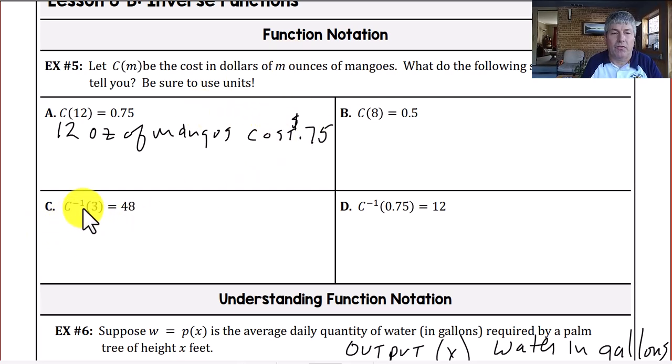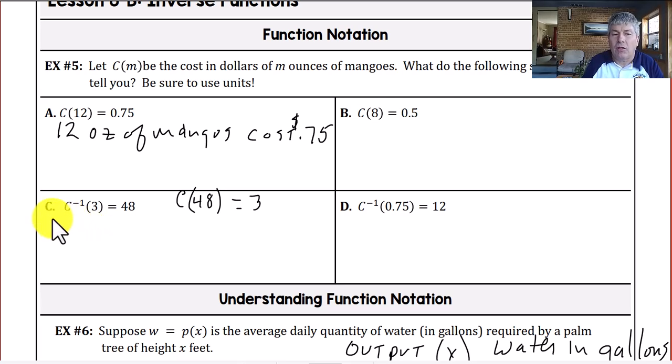And in example C, the inverse of the cost of 3 equals 48. So in this one, we flipped our inputs and our outputs. So this really came from C of 48 equals 3. So order does matter here a little bit.